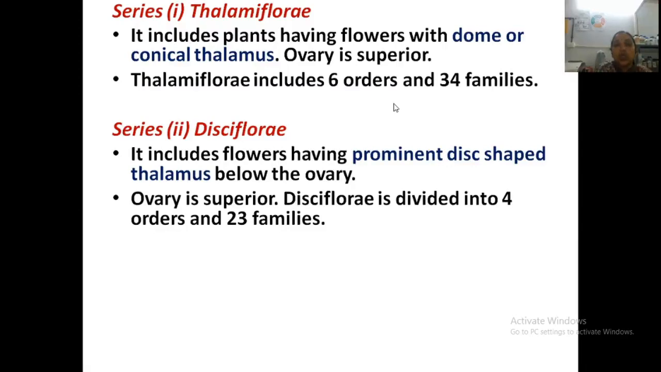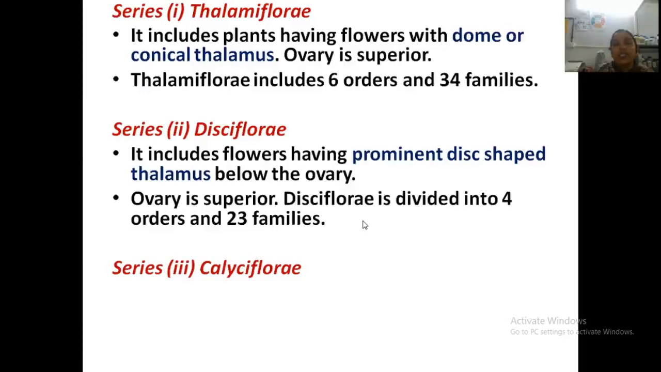Okay. Series 2 is Disciflorae. What is Disciflorae? With a prominent disc-shaped thalamus. So the thalamus is a disc-shaped structure below the ovary. Here also the ovary is superior, and it is divided into 4 orders and 23 families.